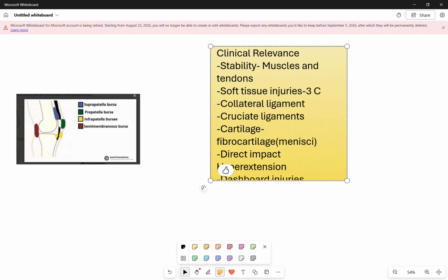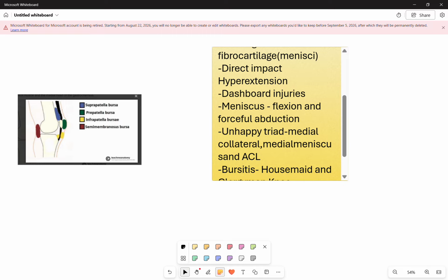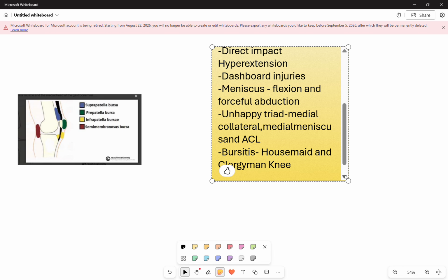Now we come to the unhappy triad. Unhappy triad is 3 injuries. Injury to the medial collateral ligament, at the same time medial meniscus injury, and anterior cruciate ligament injury. That is known as an unhappy triad. This can happen in forceful twisting when the knee is flexed, and usually happens in a sports injury, with a very painful knee, and the knee getting locked and swollen, and loss of movements. The bursitis we have covered, housemaid's knee and clergyman's knee.